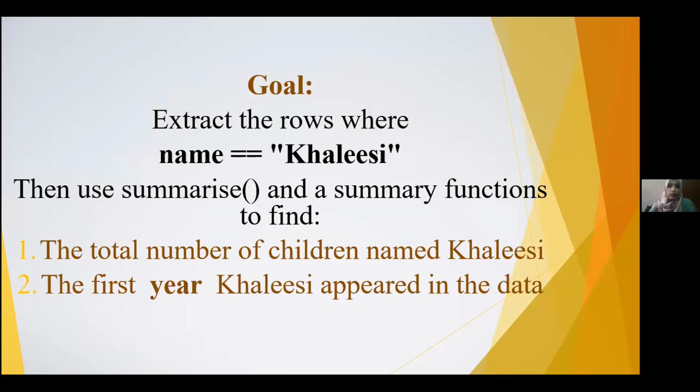Next, for example, our goal is to extract the rows where the name Khaleesi has appeared in the data set. In the summarize function, we will calculate two things in the same function. The first is the total number of children that have been named Khaleesi in that particular data set, and the second is the first year the name Khaleesi appeared in the data set. So let's see the code.